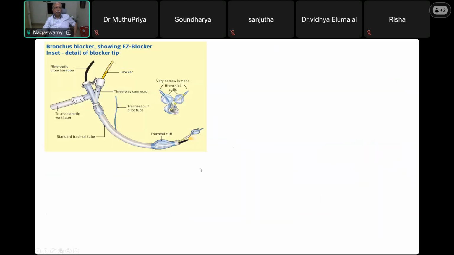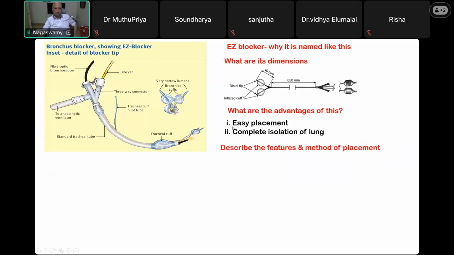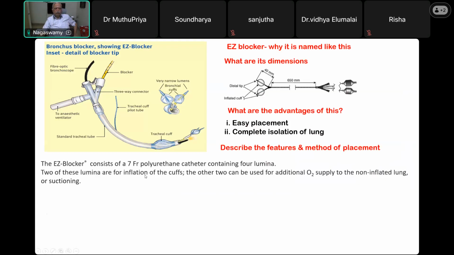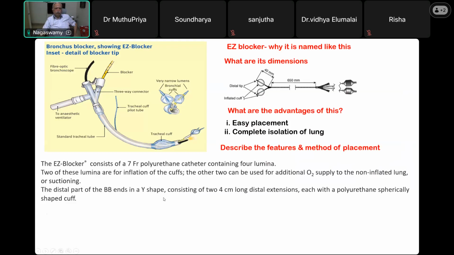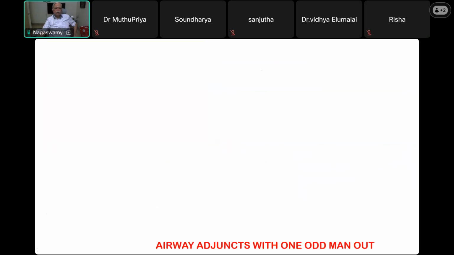And this is a bronchial blocker. It is called the EZ blocker. It's written EZ. This is the normal length. Advantages are easy placement and complete isolation. And it is a 7-inch polyurethane catheter. Of course, we will not go into all the details.